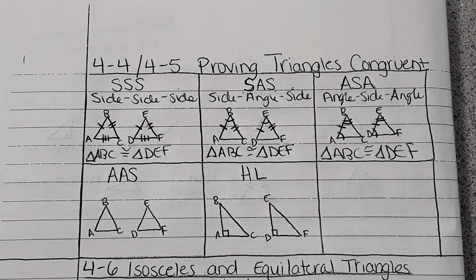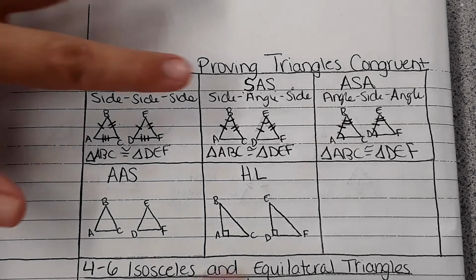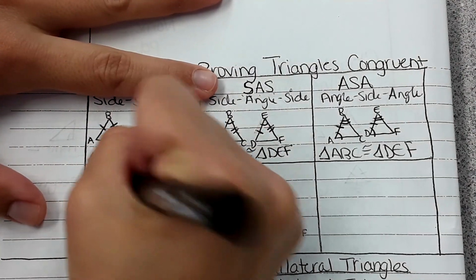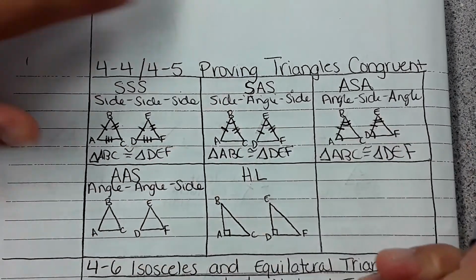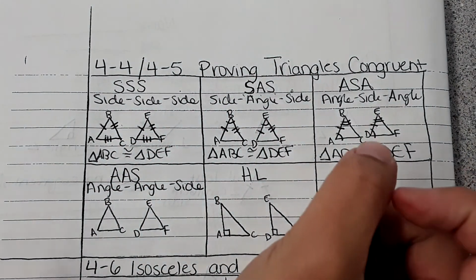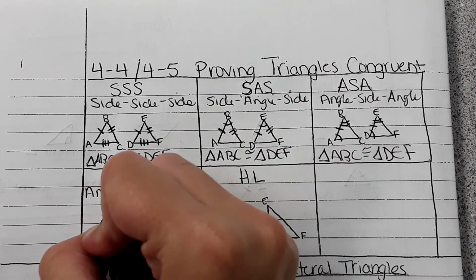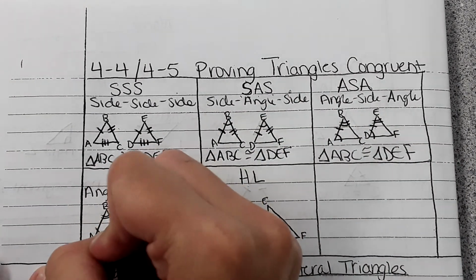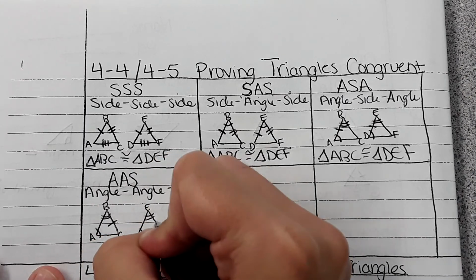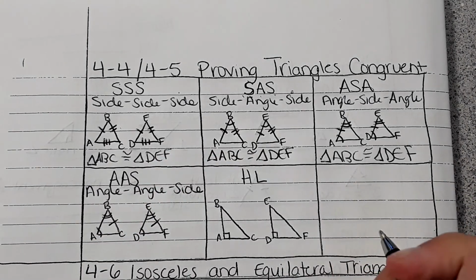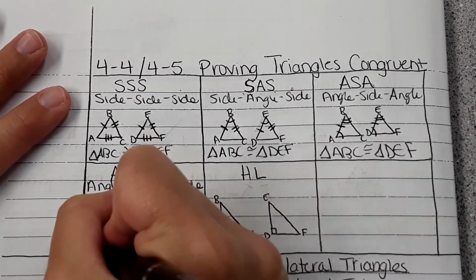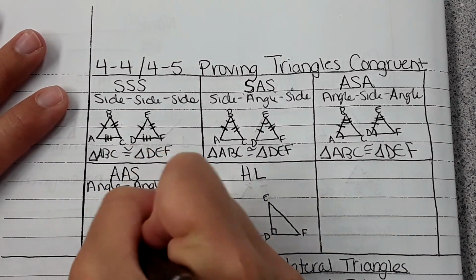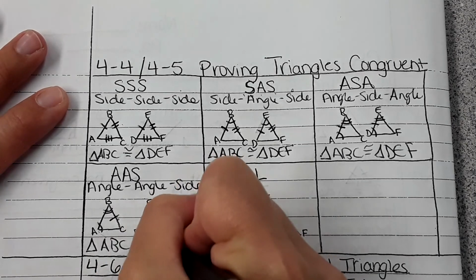The next one is angle, angle, side. And again, they do have to be consecutive. So we have angle, angle, side, and if we do have that congruence, then we can say triangle ABC is congruent to triangle DEF.